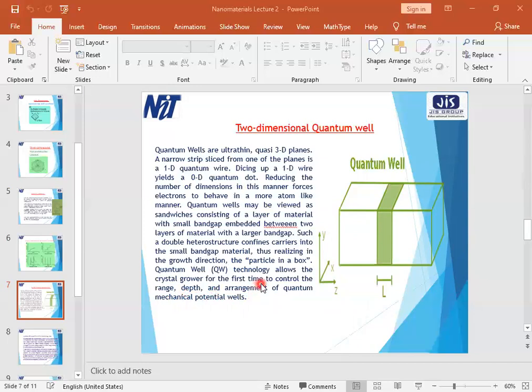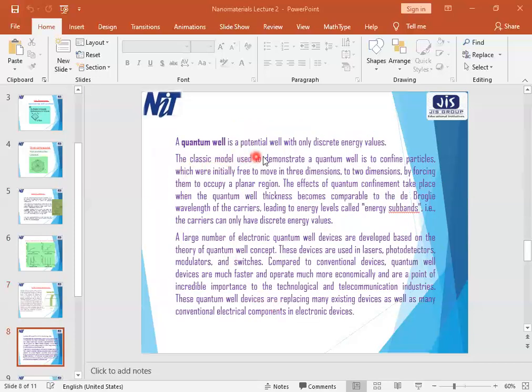So quantum well technology allows the crystal grower for the first time to control the range, depth, and arrangement of quantum mechanical potential wells. This is a very, very important thing. A quantum well is a potential well with only discrete energy values. This is to be kept in mind. The classic model used to demonstrate a quantum well is to confine particles. I told you that the main aim is to confine the particle in a very, very small range so that their properties can be controlled from outside, because maximum of the electrons will come on the surface, and we know that any property of a material is due to the electrons.